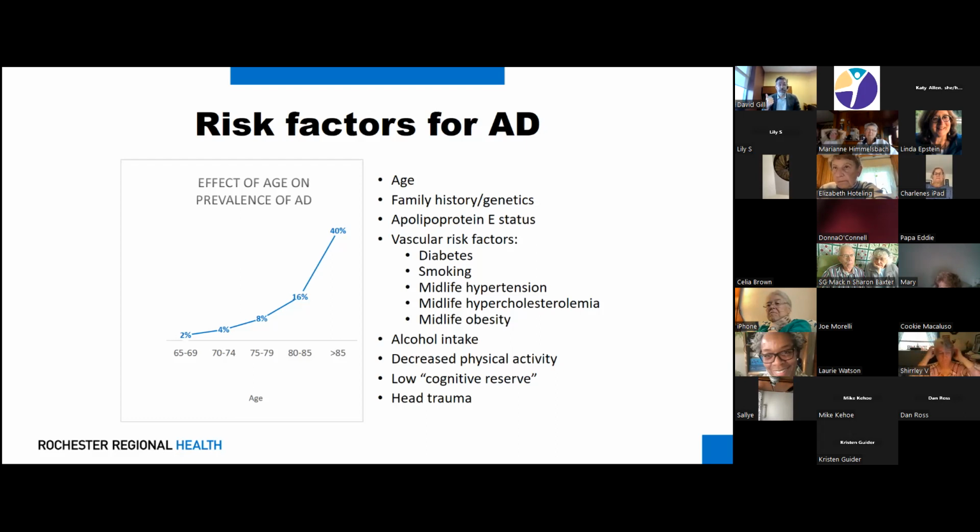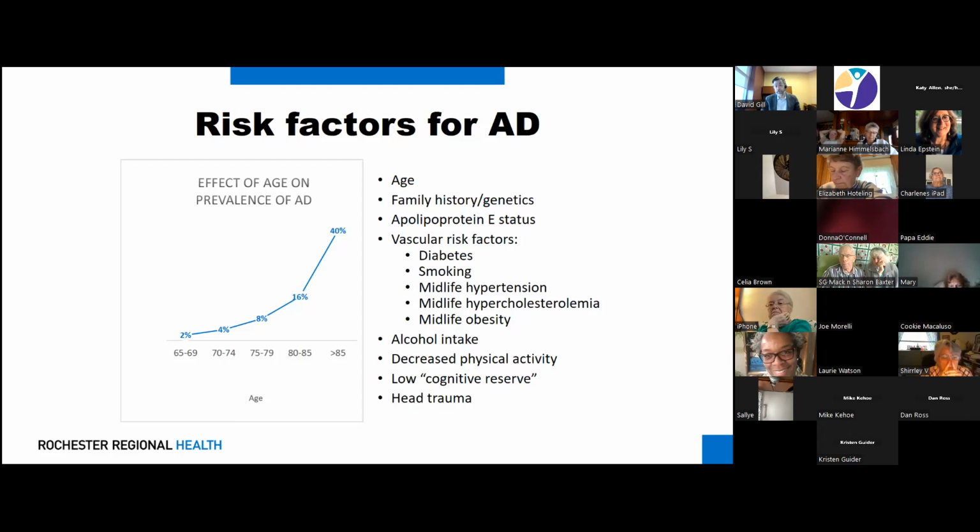Those include diabetes, smoking, high blood pressure, high cholesterol, and being overweight, especially in midlife. So in our 40s and 50s, if we are overweight and our cholesterol and blood pressure are too high, our risk of Alzheimer's disease later in life goes up. So really all of our focus for prevention at this point should be in midlife, trying to prevent all of these vascular risk factors.